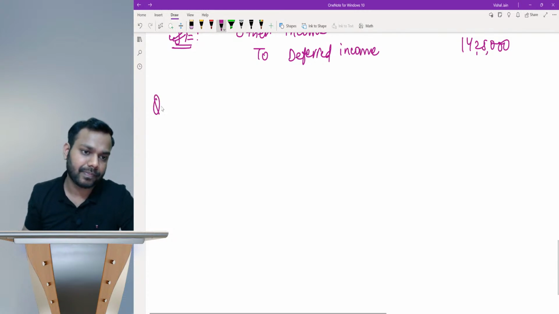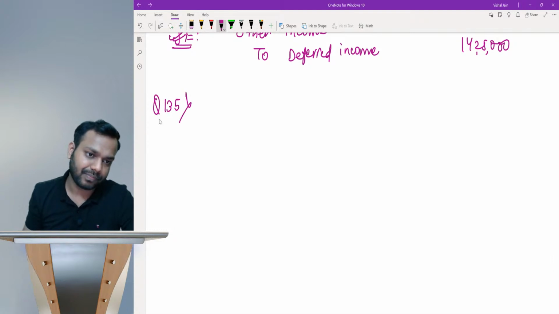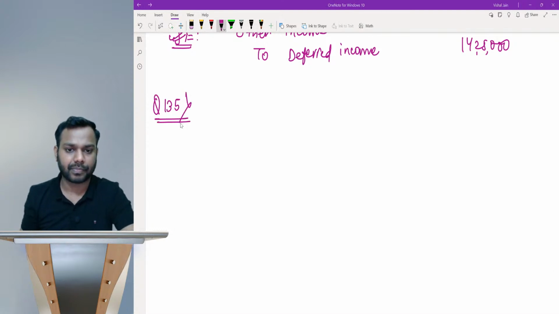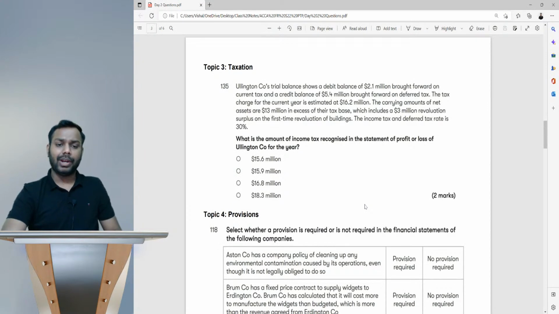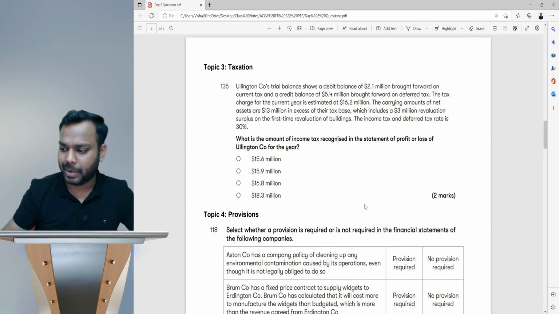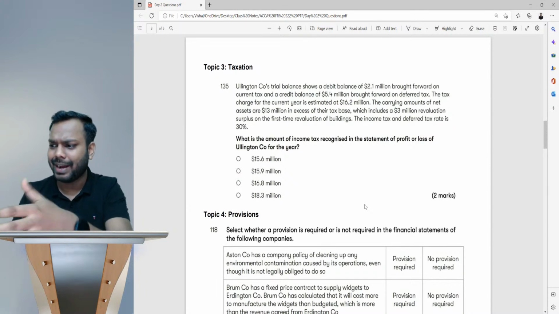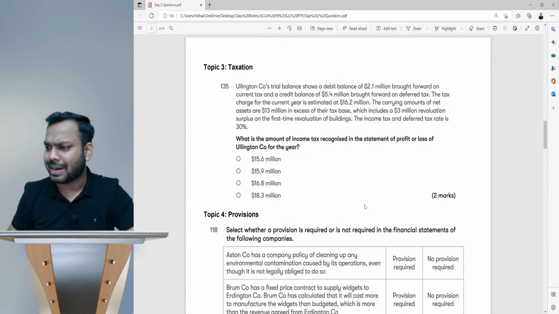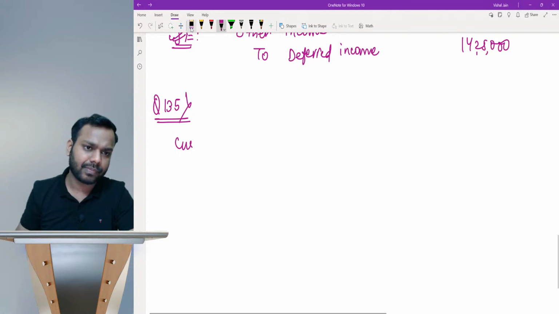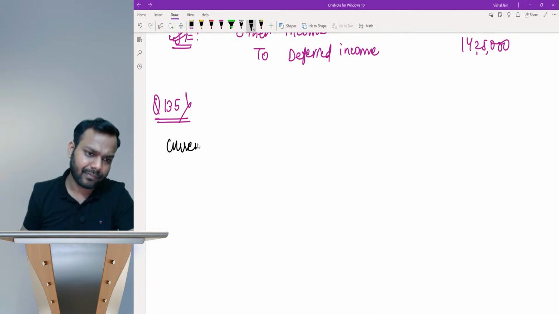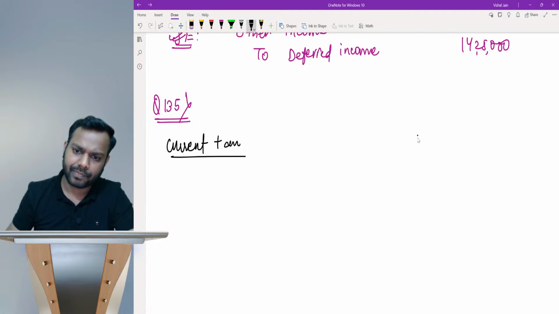Question number 135. Okay. Let's see this question. Unington's trial balance shows a debit balance. So let's first discuss current tax and make it aside, because that is an easy one, right? So I'm writing here two things. We have to discuss two things. One is current tax and one is deferred tax.